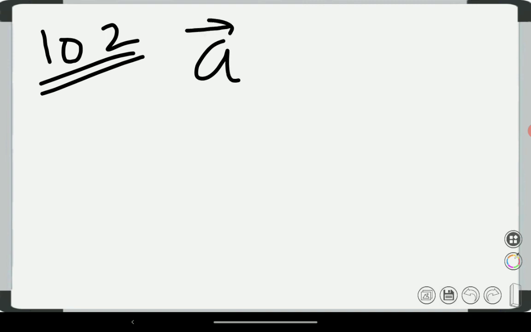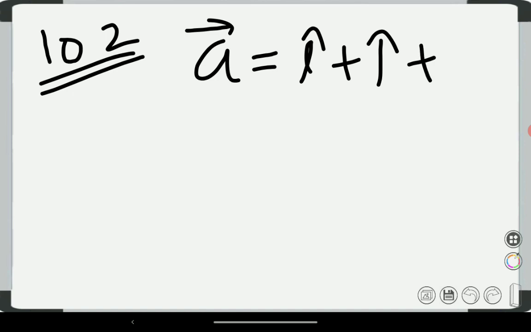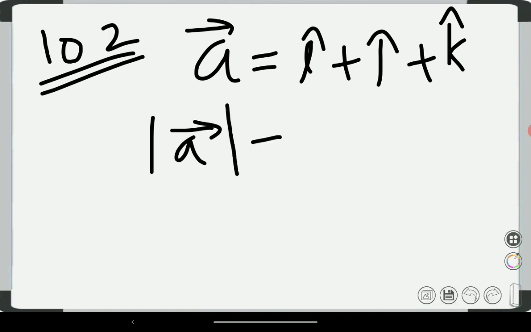Second exercise, you note down problems from the textbook. The first question, compute the magnitude of the following vectors. Exercise 10.2 I am discussing. The first question, compute the magnitude of the following vectors. Some vectors are given. The first one is A vector is equal to i cap plus j cap plus k cap. What is the modulus of this vector? What is the magnitude of this vector?